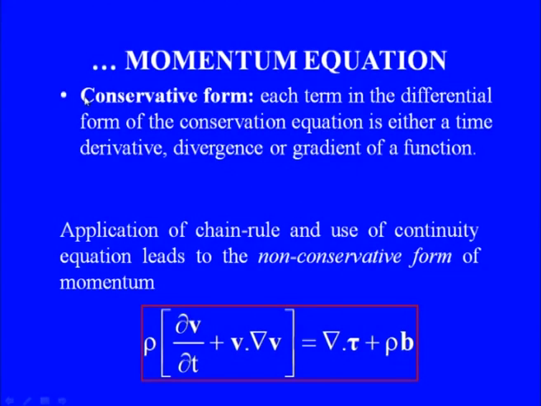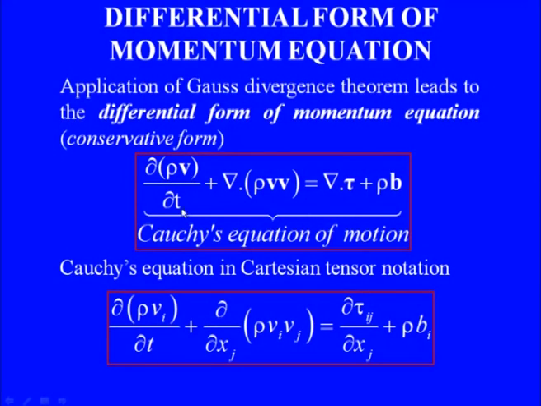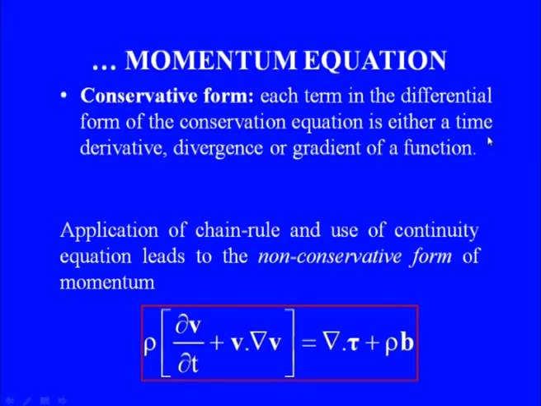Now we said this previous form is called the conservative form. Why have we called it conservative? Because if you look at each term carefully, the first term is a time derivative, del rho v by del t. The second term is a divergence of rho v v. The first term on the RHS is again a divergence of the stress tensor, plus rho times b. b would normally, in the case of gravity, be expressible in terms of the gradient of some scalar function. So all the terms in this equation are either a time derivative, divergence, or gradient of a function.